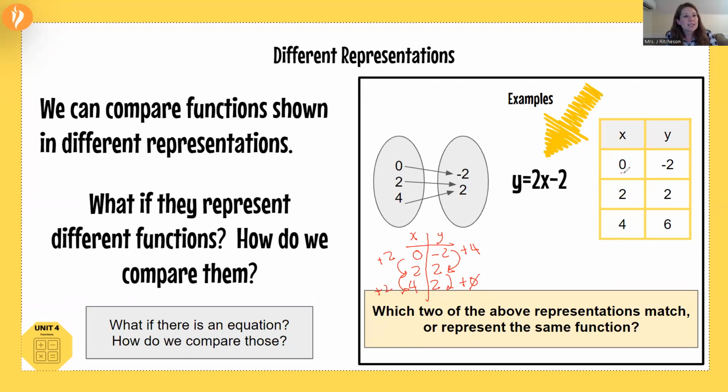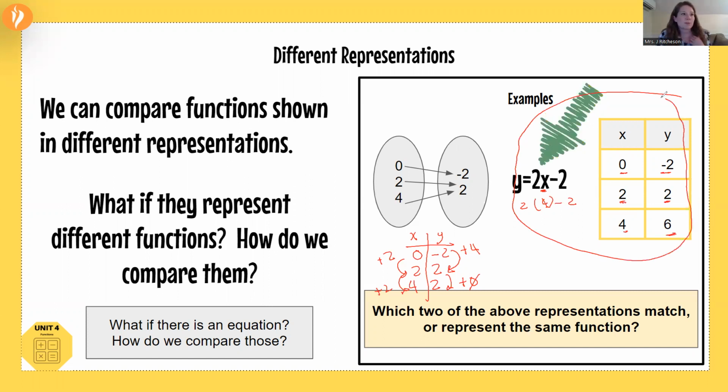However, if we take these x values and plug them into this equation, and we get the same y value that's on our table, then we know that these are the same. For example, if I plug in 0 for x, 2 times 0 is 0, and 0 minus 2 is -2. That's correct. What if x is 2? 2 times 2 is 4. 4 minus 2 is 2, so that one agrees. And what if x was 4? 4 times 2 is 8, and 8 minus 2 is 6. So we know now that this equation and this table represent the same function.